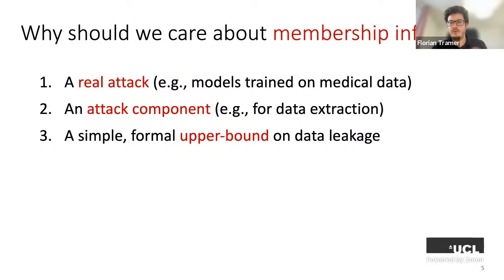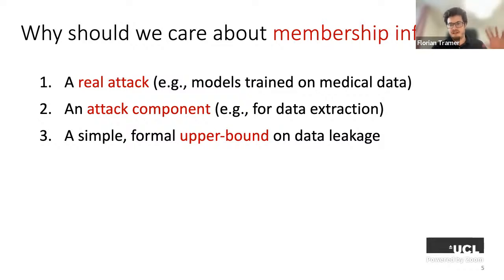You could ask, well, why should we care about membership inference per se? And there are multiple reasons why these attacks are interesting to study. On the first part, maybe this is actually a real attack, a real privacy leakage that you could be concerned about. Examples of this could be a model that's been trained on some very sensitive medical data, where just the fact that you were part of the training set might be correlated with some bad medical condition or something like this.